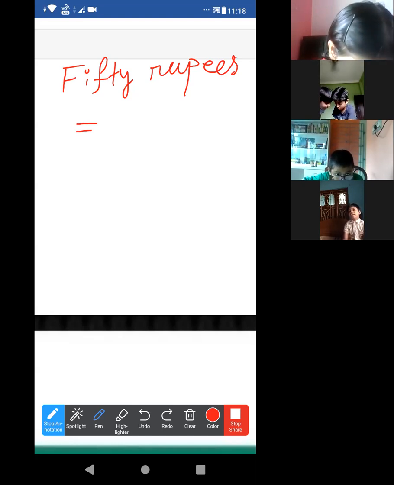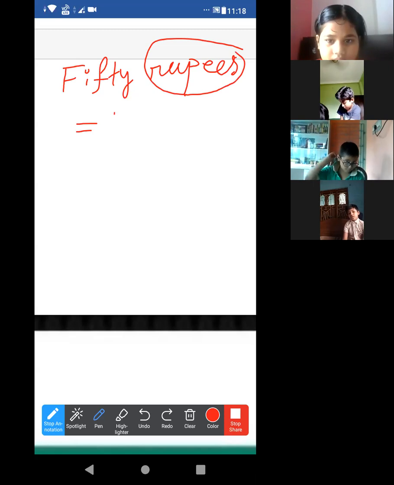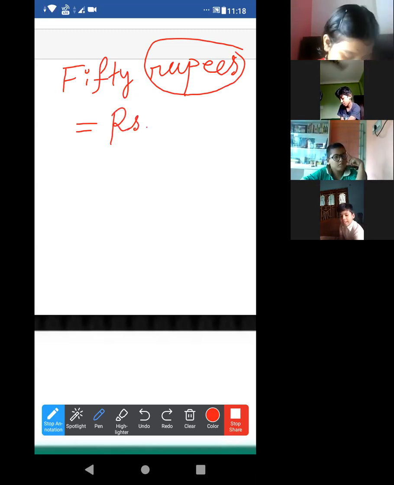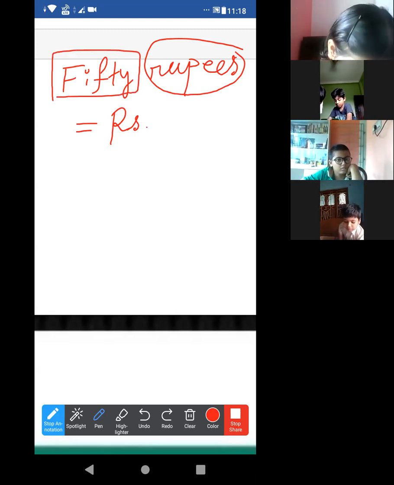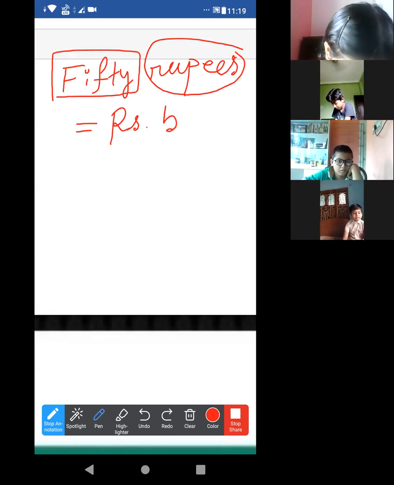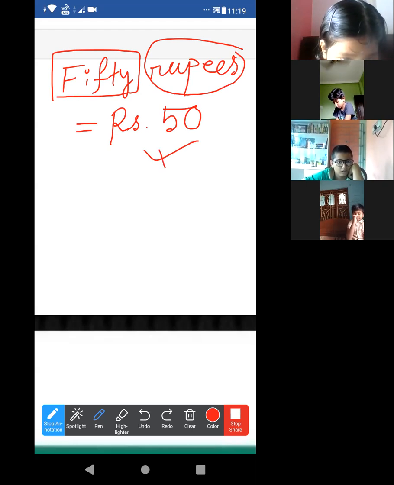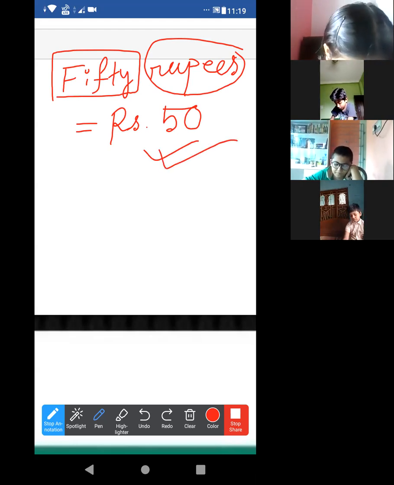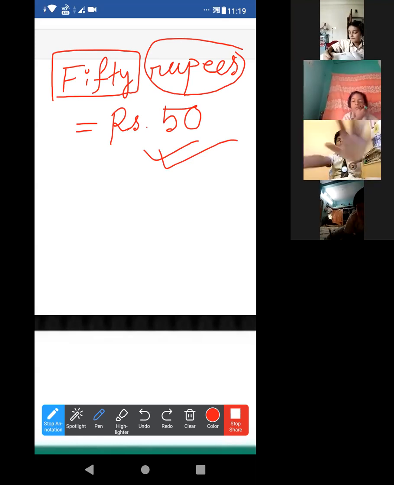For rupees, first what will we write? Rs dot. Yes. Then 50. Write the numeric form. Rs. 50. Got it? Understood or not? Anubhav, understood? Okay. One more process is there. Suhana, Pushpak, understood? Pushpak, what are you doing?